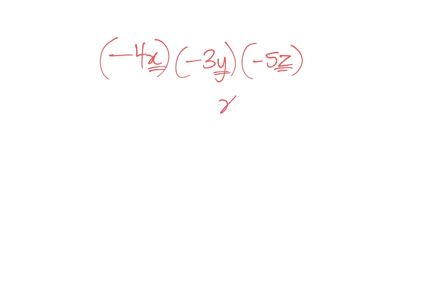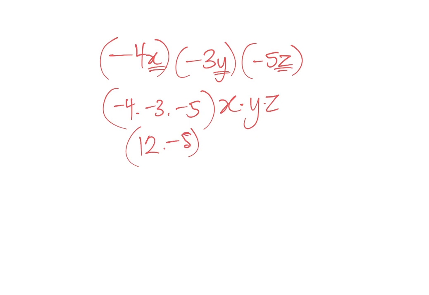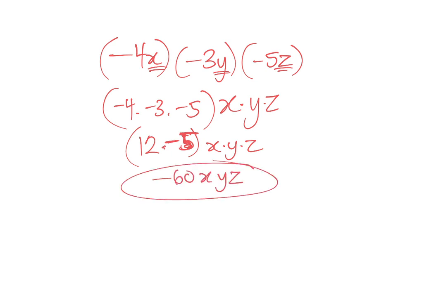We could technically keep those at the end, x, y, and z, and we can focus on the numbers in here, -4, -3, and -5. -4 times -3 is actually positive 12, times -5, which we'll come to in a second, and then x, y, z. -5 times 12 is -60, so -60 x, y, z. So the answer to this problem, or the solution, is -60 x, y, z.